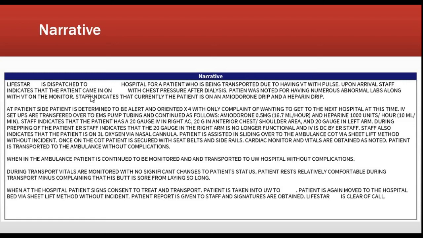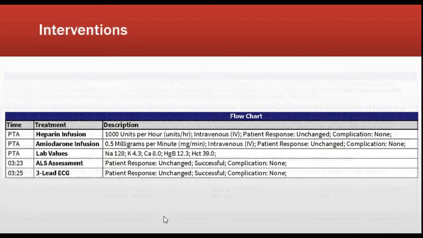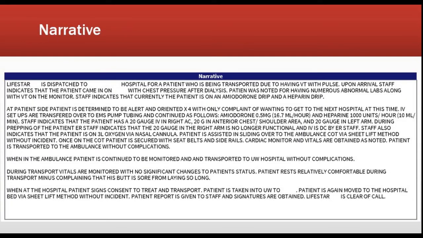And then the staff indicates that the patient is on an amiodarone drip and a heparin drip. Back here, we'll notice prior to arrival, we have heparin and amiodarone infusions going. The heparin's at 1,000 units an hour, and the amiodarone is at 0.5 milligrams per minute. Here's the rest of the narrative, and if you want to read it, you can hit the pause button. I really like how the paramedic lists the amiodarone dosing, and also the milliliters per hour that the dosing calculated out to, and the heparin and the milliliters per hour there too. Very cool to include both of those.